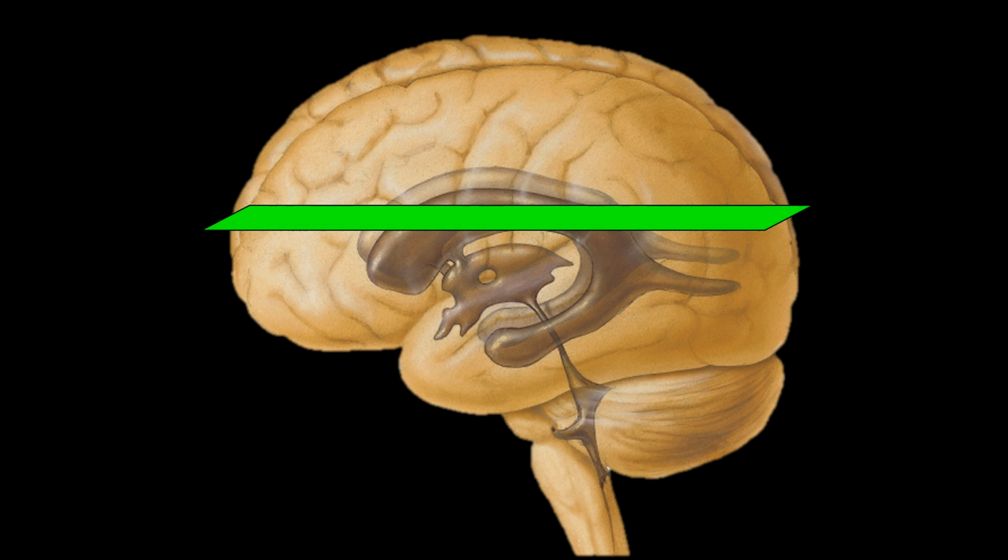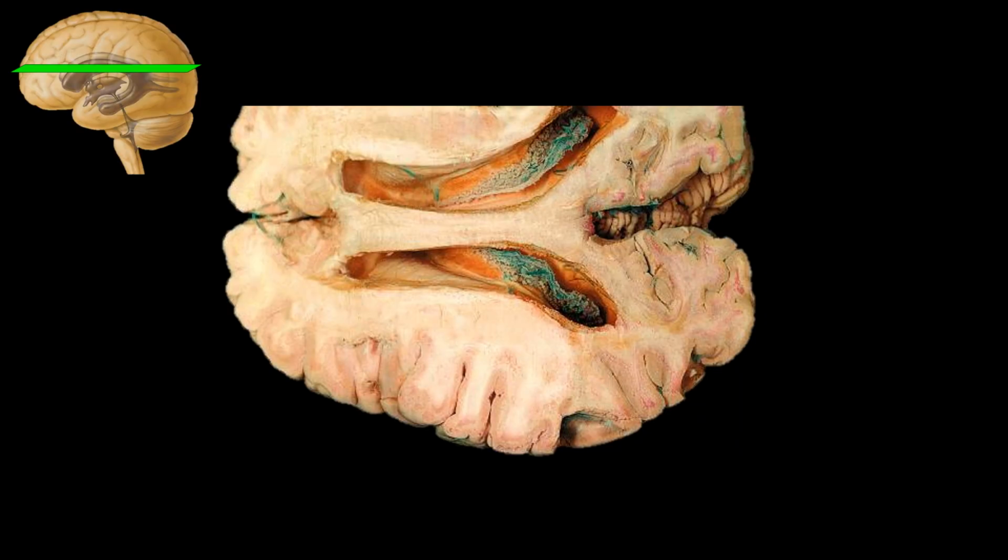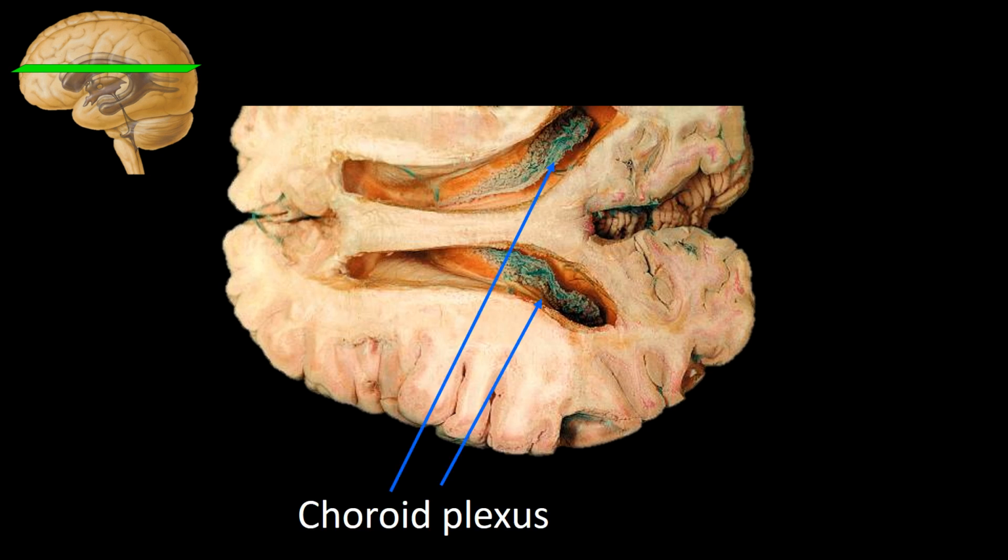The first cut is done rather high in the cerebrum. In it, we see the lateral ventricles. They are surrounded by white matter. As you can appreciate, the choroid plexus is very prominent.